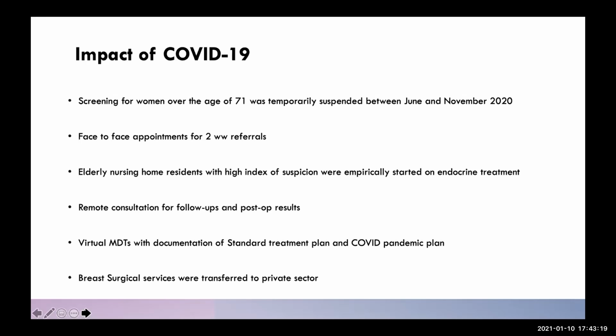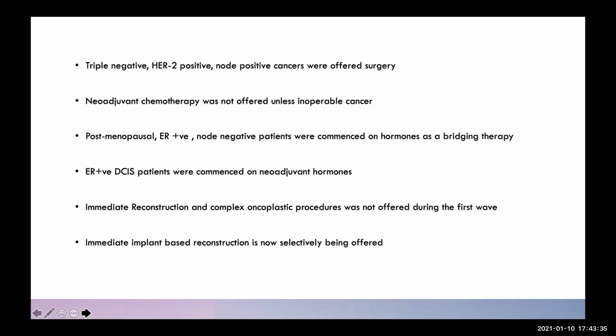Our MDTs, almost all MDTs became virtual, where we were documenting what the standard treatment plan would have been and how the plan has changed due to the pandemic. All the surgical services for breast cancer patients were transferred to private sector. Now, with triple negative and HER2 positive cancers, we would normally give them neoadjuvant chemotherapy, particularly the ones that were T2 cancers, but instead we went ahead and offered them surgery and then later on decided about chemotherapy. So neoadjuvant chemotherapy was only reserved for those patients where the cancer was inoperable.